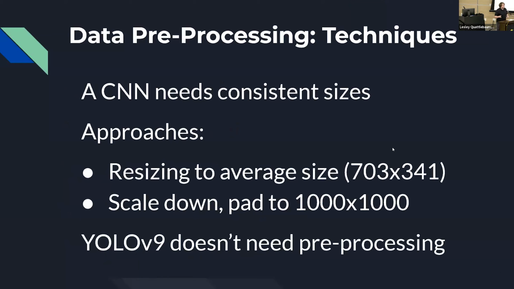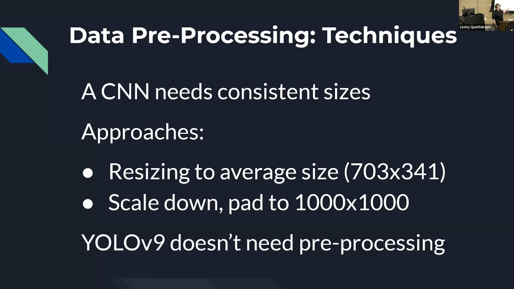Now, a thing is, a convolutional neural network requires consistent sized input, so we had a few possible pre-processing techniques we could use. Our two main approaches were resizing the images, specifically to the average width and average height, which was about 700 pixels by 340 pixels, or we could try and scale down the large images and pad them all to a consistent size, which was 1,000 by 1,000 in this case.